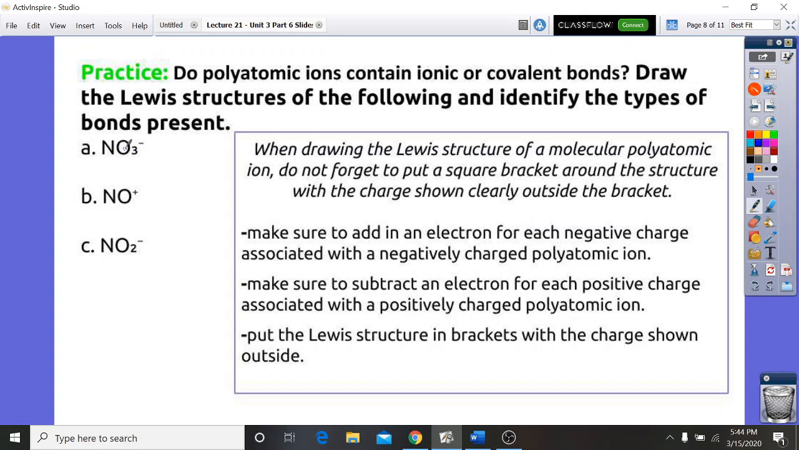Let's look at nitrates. Between N and O, nitrogen is in the middle because nitrogen has the lower electronegativity. Let's redo that. So that's 1, 2, 3, 4, 5. The oxygens are going to all bond to the nitrogen. So I'm going to surround nitrogen with the oxygens.